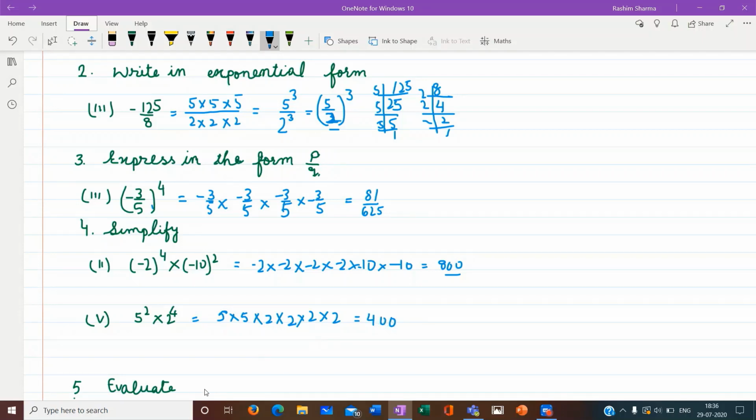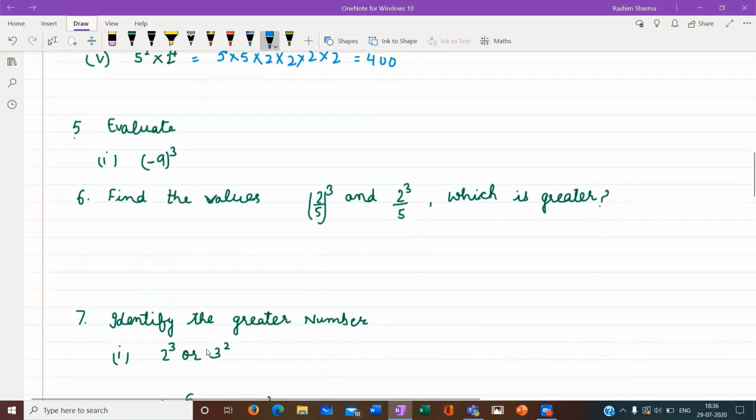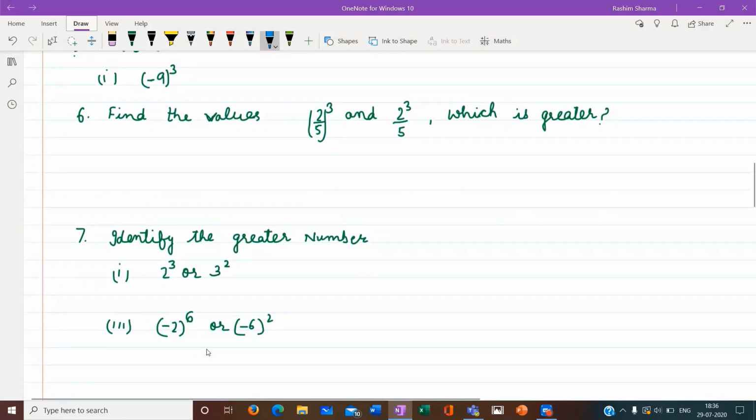Alright, next we have question number 5. Question number 5 is evaluate minus 9 raised to power 3. Minus 9 raised to power 3 means minus 9 into minus 9 into minus 9. So the negative sign is 3 times, an odd number of times, so the answer will be negative. So here we get 729 as the product.